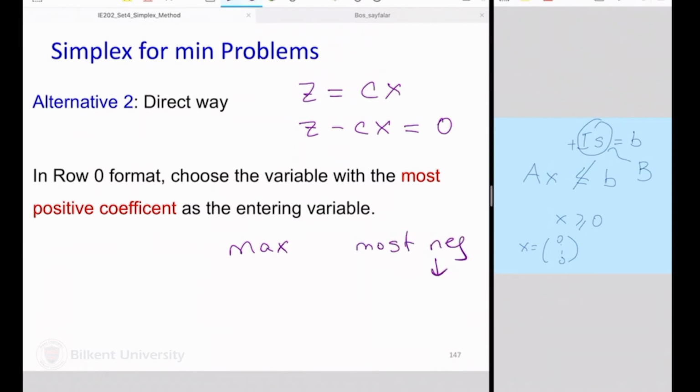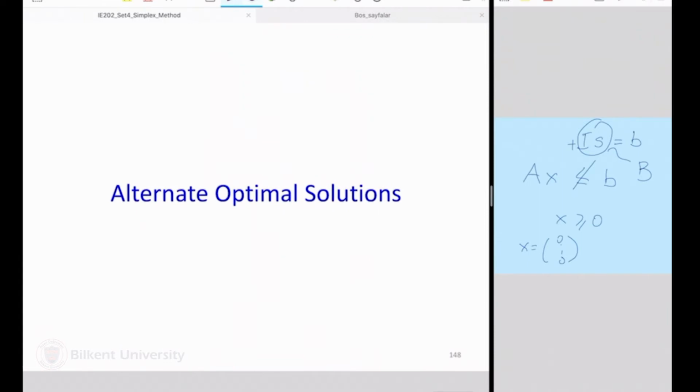For min, this time you have most positive as the entering variable. That's the only thing which is different. And that's the same idea, right? Instead of cx, basically I am maximizing minus cx. So those two are equivalent statements. Okay, so that's that. We don't need an example for that.